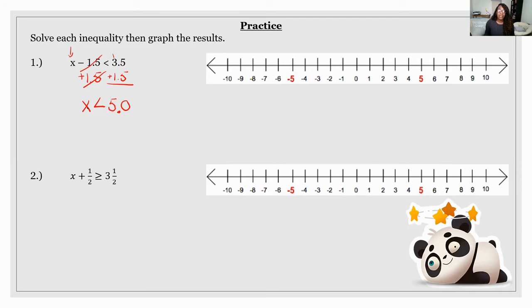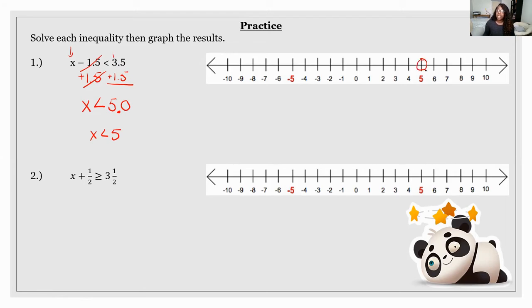So we got x is less than 5.0, or we can say x is less than 5, because 5.0 and 5 are very similar, okay? So is it going to be open or closed? It's going to be open because there's not a line underneath it, okay? So at the 5, which I have right here in red, I'm going to put an open circle.